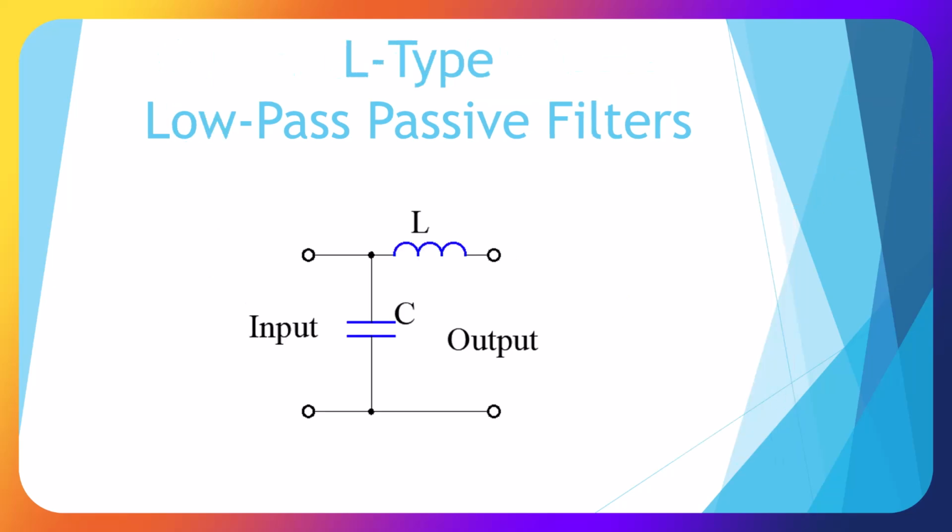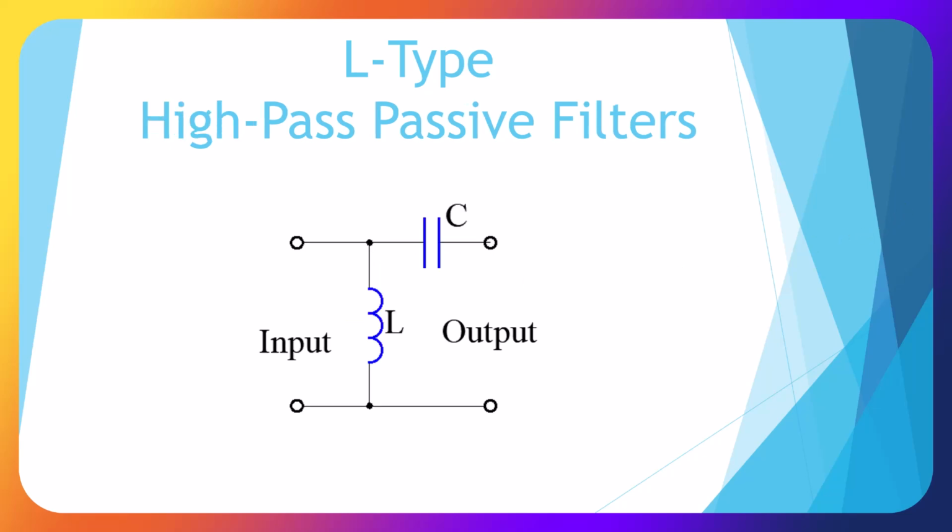Here's a low pass L-type filter, where we have an inductor and capacitor, and it's named for its L shape, and we use both components. Here's an L-type high pass where you have the capacitor in series and the inductor in parallel across the output.